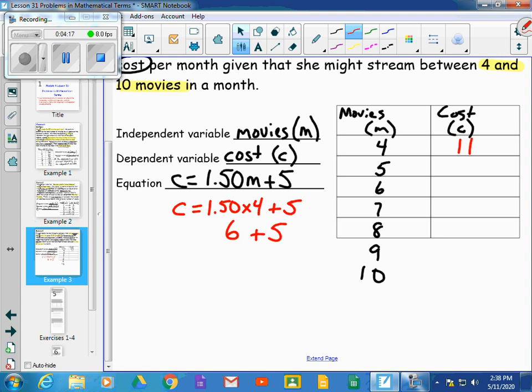Finish out the rest of the table, then pause the video, and then put it back on to get your answers to see if you're correct.